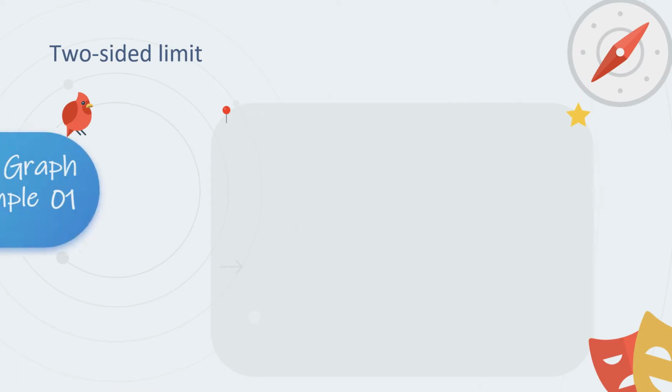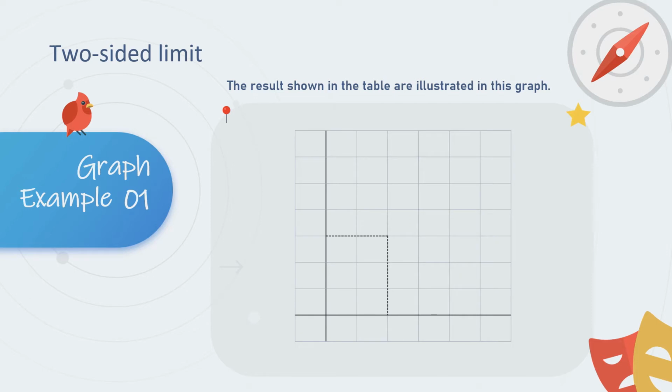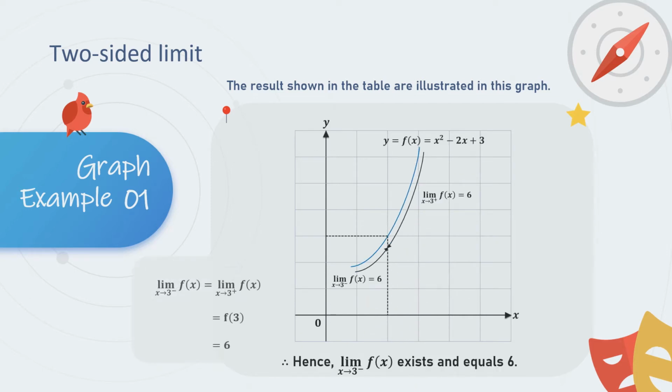The graph shows that the limit of function f(x) when x approaches 3 is equal to 6 for both the left-hand limit and the right-hand limit.